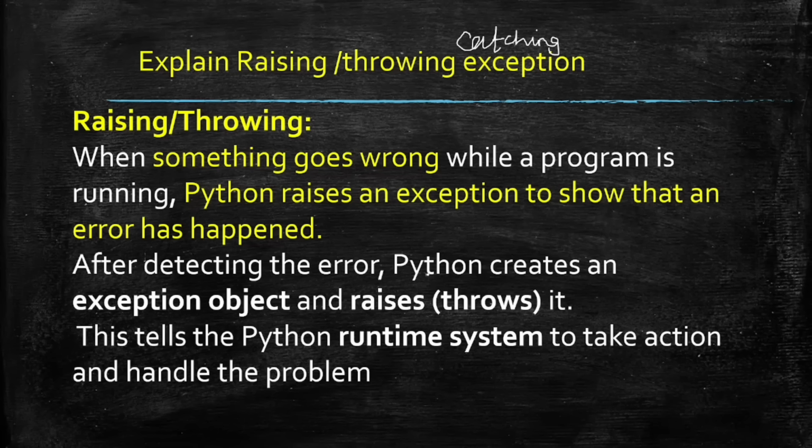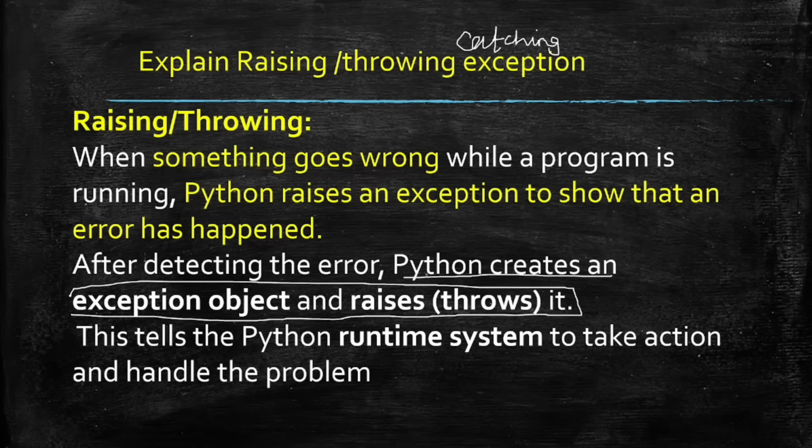After detecting the error, what will happen? Python creates an exception object and raises it. This is also an important keyword. So after finding the error, what will Python do? It creates an exception object, and raise means it throws it. Then it tells the Python runtime system to handle it. If you do not remember this, it is fine, no need to write it. At least you can write till here.